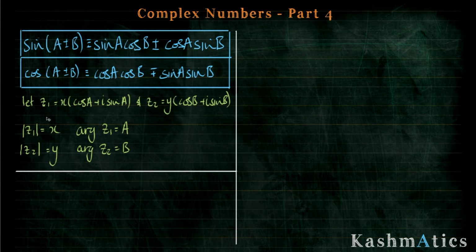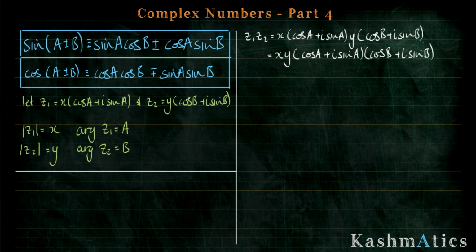So let's start by defining two complex numbers. We've got Z1, which is x brackets cos A plus i sine A, and Z2, which is y brackets cos B plus i sine B. Now, these are in modulus and argument form. So what we can determine from that is that the modulus of Z1 is x, and the argument is A, and for Z2, the modulus is y, and the argument is B. And what we're going to do is multiply these complex numbers together in the form that they're in, and then compare the result to the identities we've got at the top and see what we can deduce.